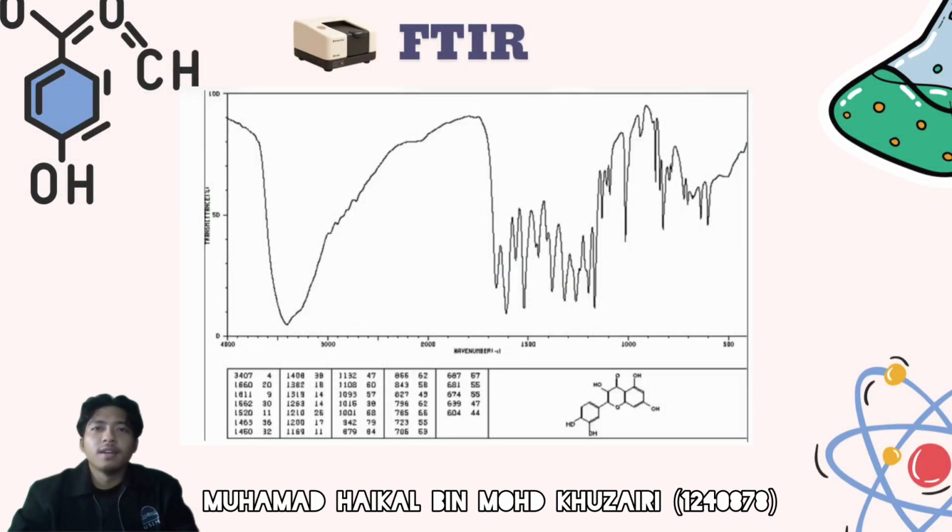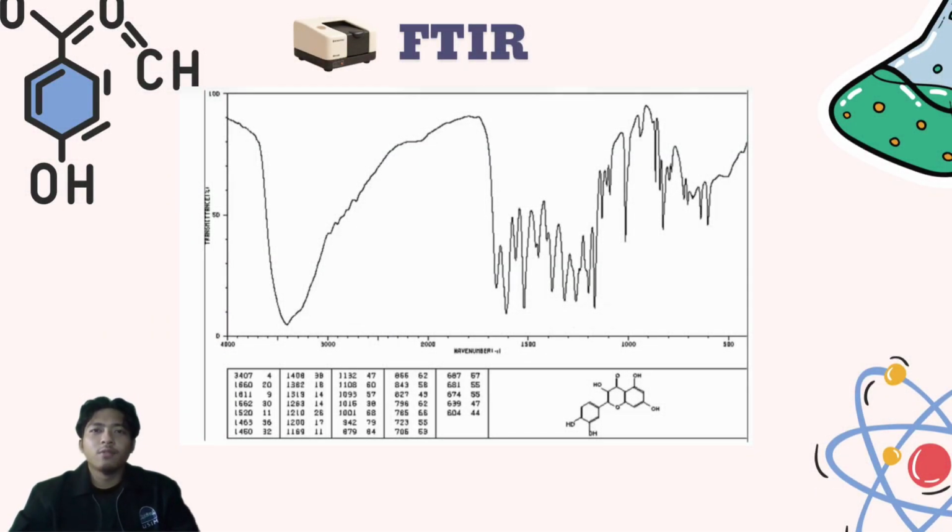Assalamualaikum and hello everyone. I will explain the FTIR spectrum of quercetin and identify the functional groups observed in the spectrum. Fourier transform infrared spectroscopy is an analytical technique used to identify the functional groups present in a compound.